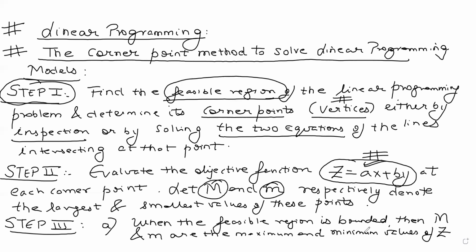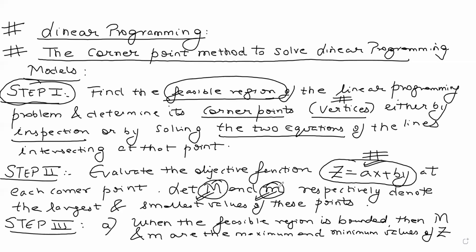Any feasible region, I repeat, is said to be bounded if you can enclose it within a sufficiently large circle. However, it is said to be unbounded if it cannot be put within a circle, which means it extends infinitely in some direction. So when your feasible region is bounded, then capital M is the maximum value of Z and small m is the minimum value of Z.